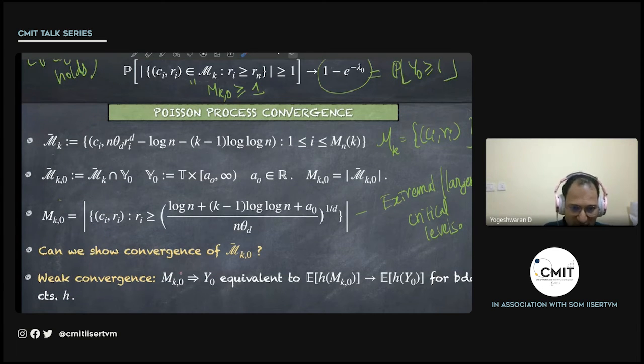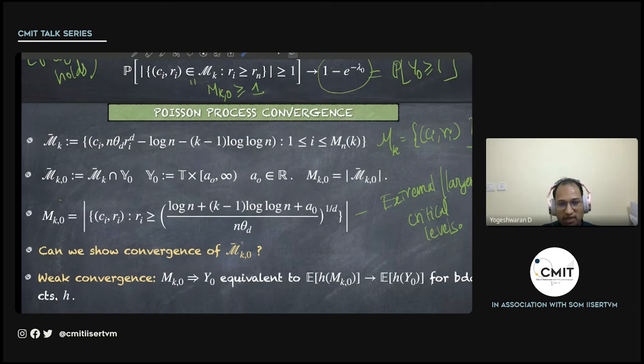Weak convergence: mk0, a random variable, converges to another random variable if the expectation converges for all bounded continuous functions. You take any bounded continuous function, and the expectation should converge. This is what is called weak convergence, or in more measure theoretic language, convergence in distribution. Once you have this, it is very nice.